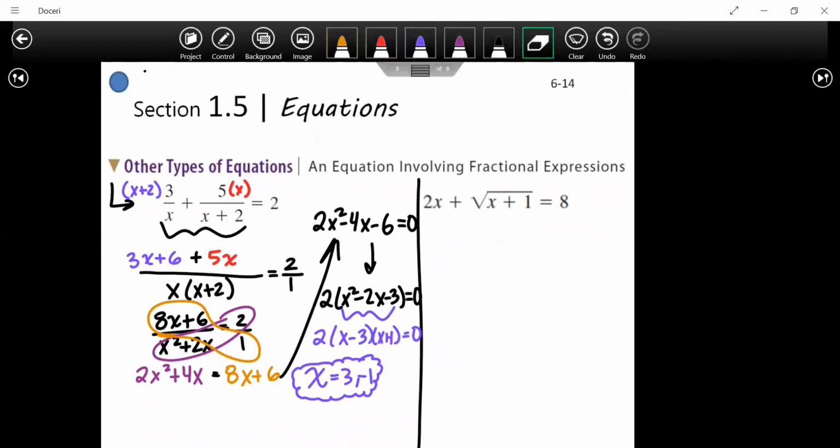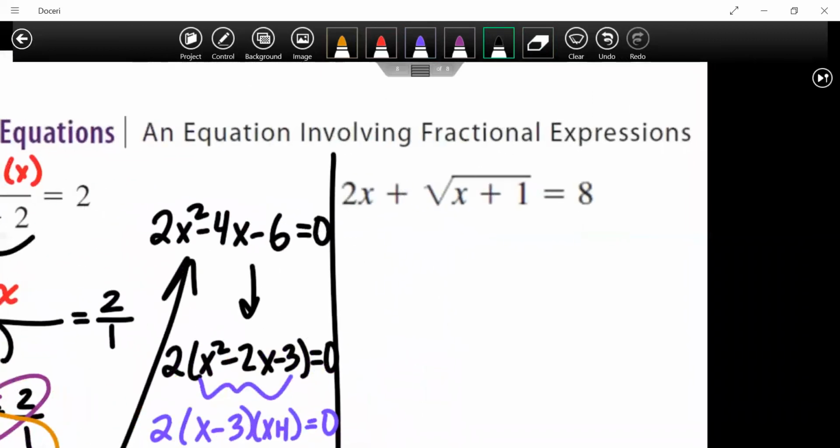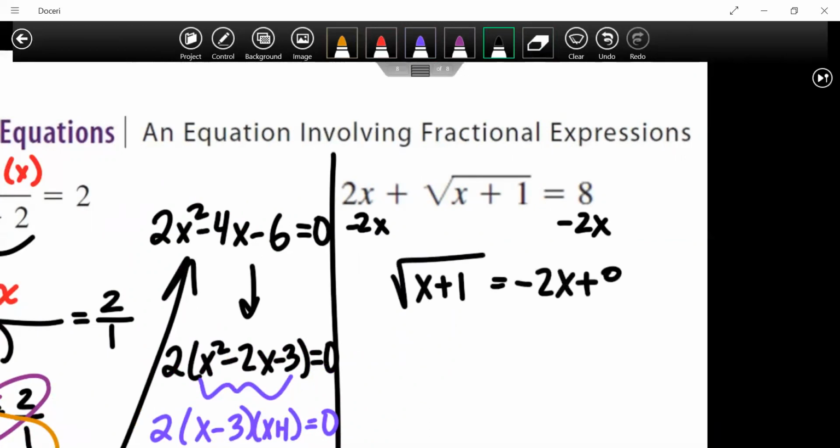Okay. Next one on the side is what we want to be able to see here is solving this out using square terms. So I'm going to go ahead. I need to deal with that square root by itself. So I'm going to go ahead and subtract out 2x from both sides. This is going to give me the square root of x plus 1 is equal to negative 2x plus 8. How do I get rid of a square root term? Square it to both sides.